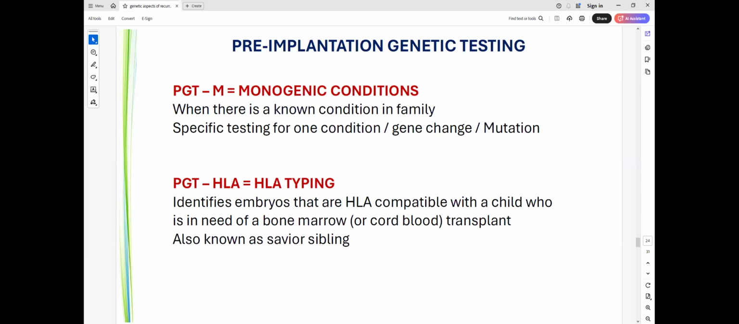Besides that, we also do PGT-HLA, wherein for the savior sibling, we do the HLA typing of the embryo, and we are just to see if it is compatible with the affected elder sibling. Next, please.